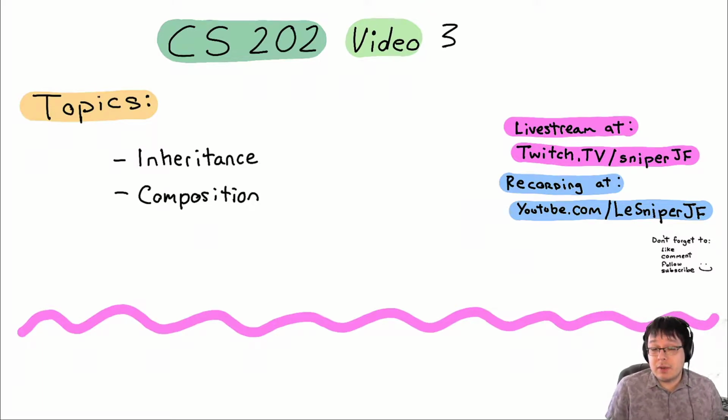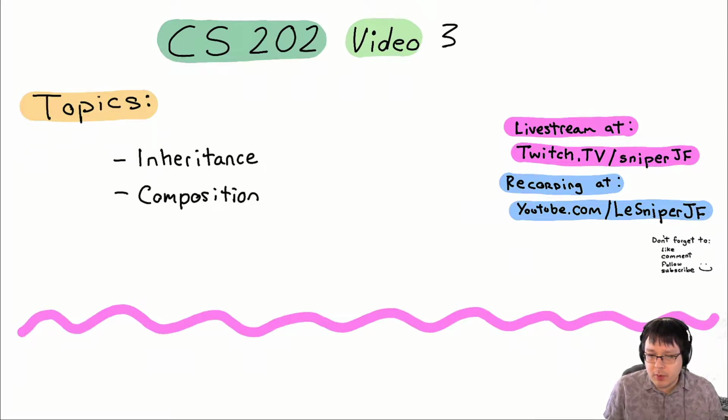Today we are going to be covering inheritance and composition. And those are going to be very, very important topics that have a lot to discuss. But another term, by the way, for composition is aggregation.